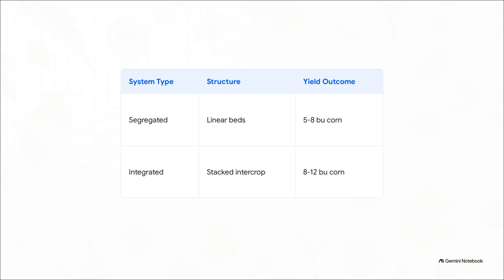If you put corn and beans in completely separate, linear, Cartesian beds, you're going to yield about 5 to 8 bushels of corn and maybe 15 to 20 pounds of beans. But when we integrate them using natural patterns, stacking functions so the corn acts as a trellis and the beans fix nitrogen for the soil, we see a massive leap in total output. We jump up to 8 to 12 bushels of corn and 25 to 35 pounds of beans, all in the exact same footprint. This right here is the incredible power of a high land equivalent ratio.